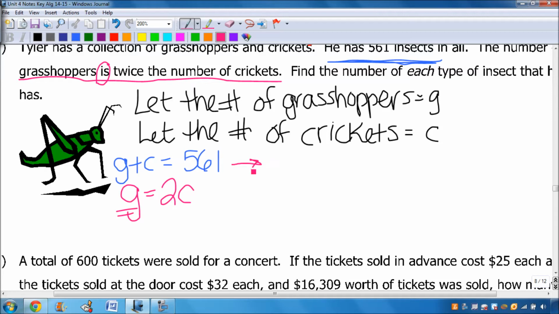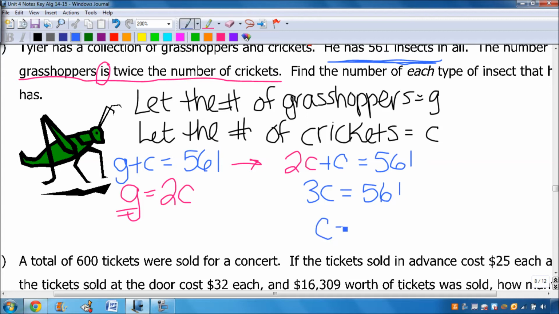So in this equation right here, instead of G, I'm going to replace it with 2C. Okay, so it becomes 2C plus G equals 2C plus C. Remember, the whole point of substitution is to only have one variable. So 2C plus C equals 561. So then combine your like terms, you get 3C equals 561. Divide both sides by 3, and you end up getting C equals 187. Okay, so the number of crickets you know is 187.